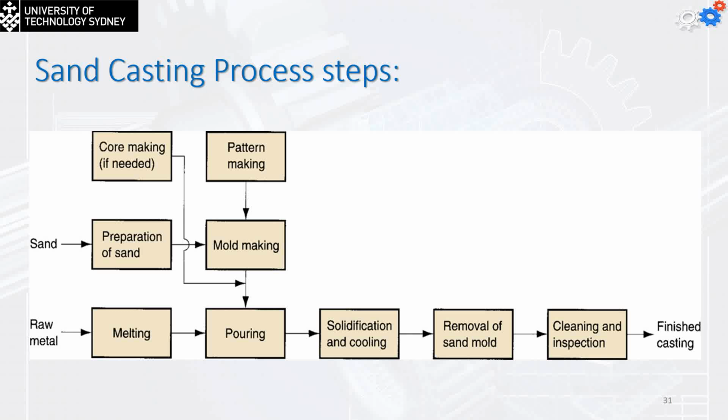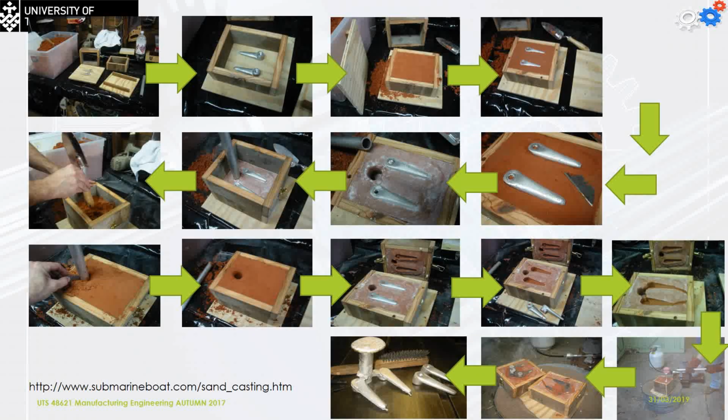First you have to make the core if it's needed, and you are going to insert it in the pattern making, mold making. The mold is going to be made after preparation of the sand to build the mold, and then after finishing the mold we are going to prepare the raw metal, do the melting process, do the pouring, wait for the solidification and cooling process to occur, remove all the sand, do cleaning and inspection, and we're going to have the finished casting.